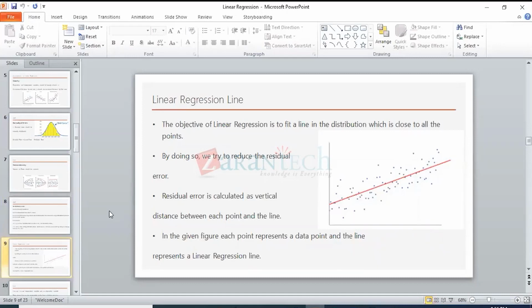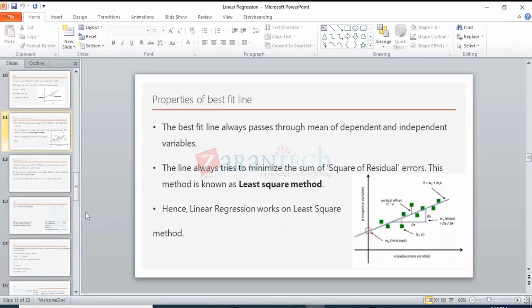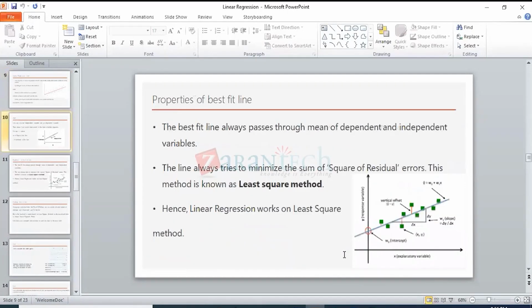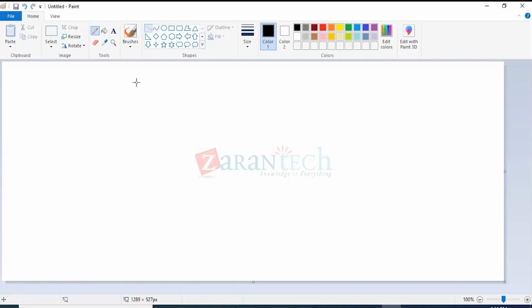Okay, so let's move on to how linear regression actually works. So the concept. Linear regression actually works based on the concept called the least square method. Let's see what that is. We use the least square method to fit our best fit line. So the basic theory behind fitting the best fit line is called the least square method.